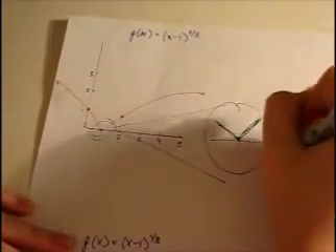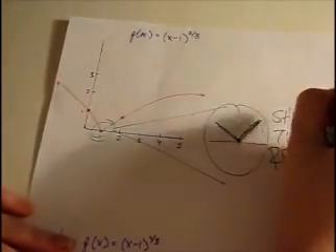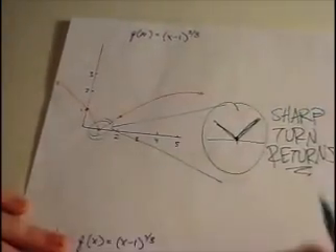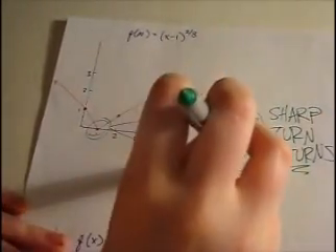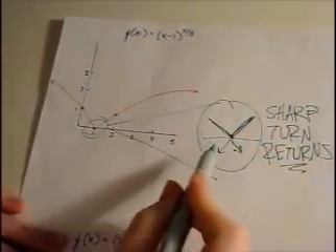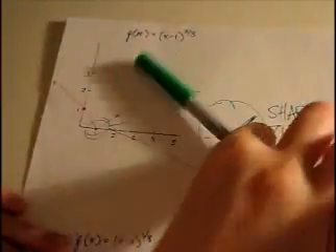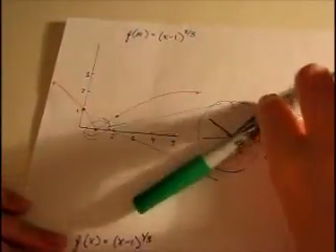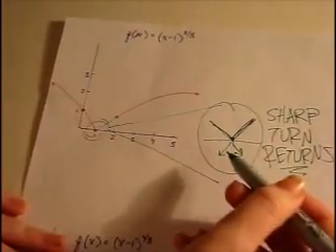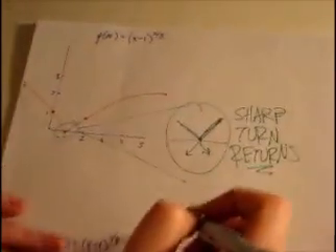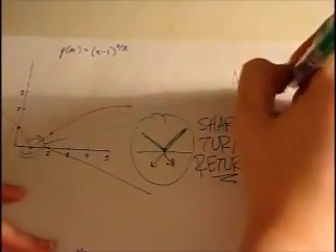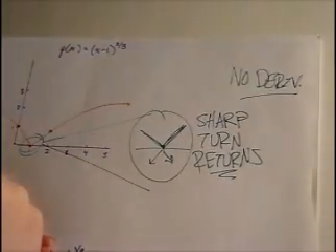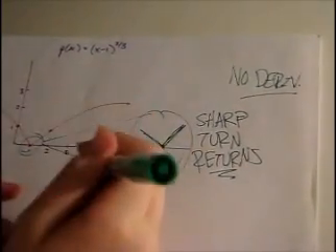Sharp turn returns. So what do you do here? You have, again, two completely different slopes intersecting at this one point. So there is no one clearly defined derivative. There's no one clearly defined slope here. So there is no derivative. Okay? Because remember, you have the teetering tangent line. Okay?